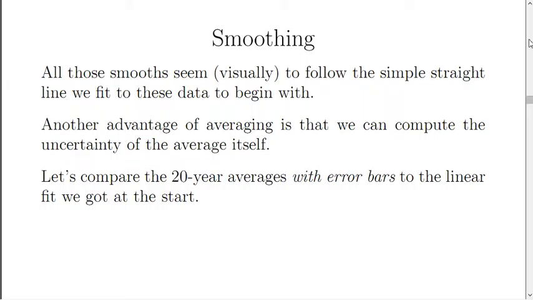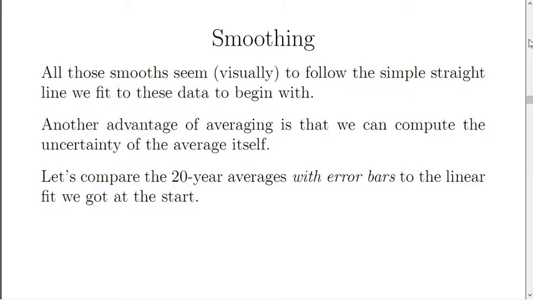Now, all those smooths seem to follow the simple straight line that we fit to the data to begin with. There's another advantage in computing averages, and that is we can compute the uncertainty of the average itself. It's the standard statistical formula for the uncertainty of an average. Let's compute those 20-year averages and their uncertainties and use those uncertainties to plot error bars, 95% confidence error bars.